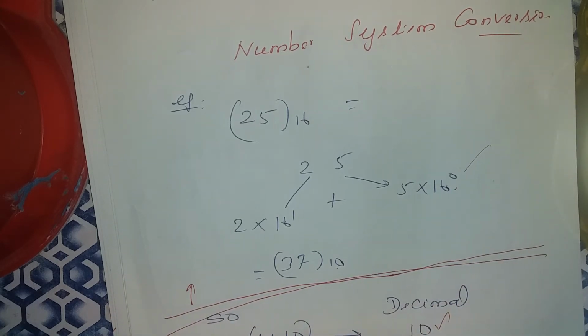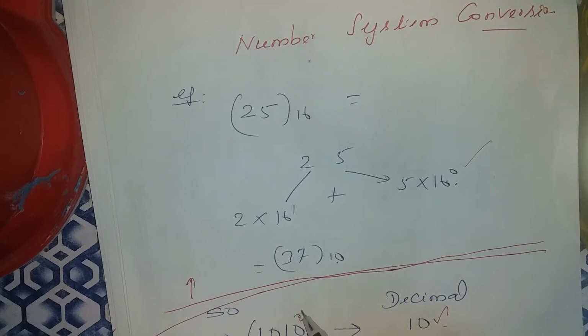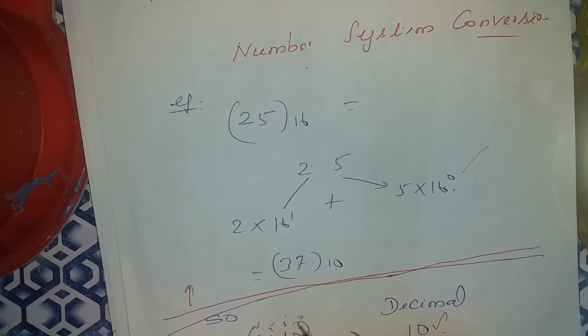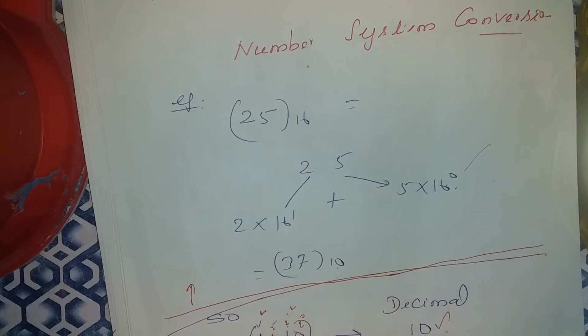Now problem number 1. Convert a binary number to decimal form: 1010. This is 2 power 0, 2 power 1, 2 power 2, 2 power 3. These two are skipped, so 2, 8, and 2 plus 8 is 10.